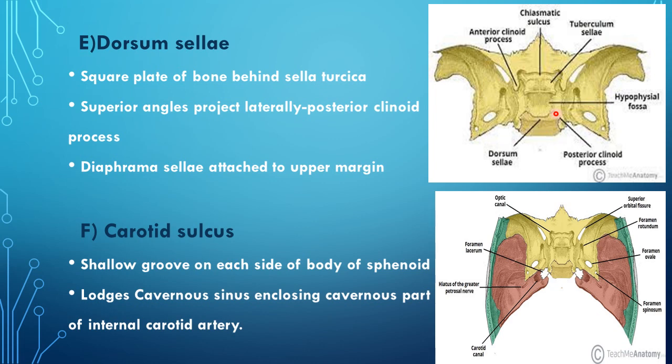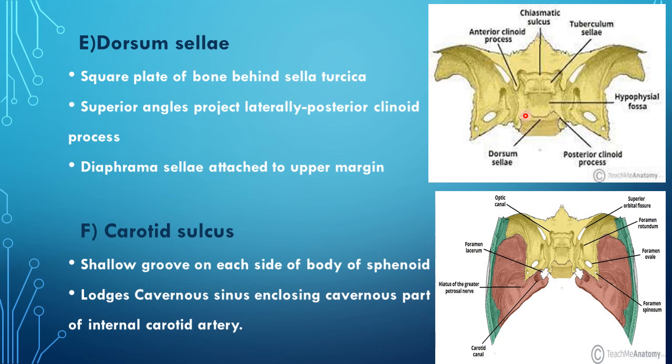See, there is a free margin and an attached margin for the tentorium cerebelli. The attached margin of the tentorium cerebelli is attached to the posterior clinoid process. We had seen earlier that the free margin of the tentorium cerebelli was attached to the anterior clinoid process, but the attached margin of the tentorium cerebelli is attached to the posterior clinoid process.